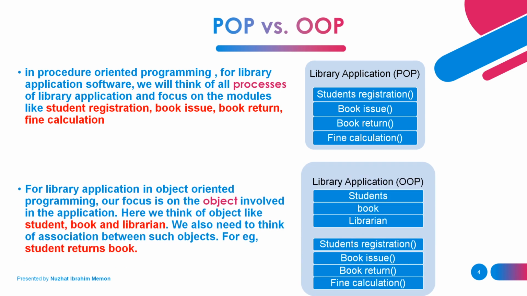In object-oriented programming, our focus is on the objects involved in the application. Here we think of objects like student, book, and librarian. We also need to think of the association between such objects. For example, for the book object, its associated functionality can be book issue, book return, etc. I hope this much is clear to you.